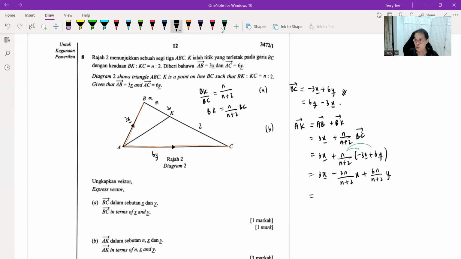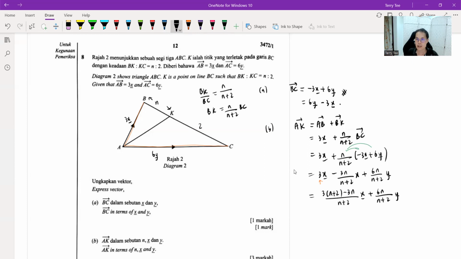Now I just have to group them together. These two, when you group together, notice that your coefficient of x, your 3 here, doesn't have this denominator. So we need to multiply top and bottom by n plus 2. Maybe I write like this, 3(n plus 2), right? Then I put them together. This is minus 3n, divide by n plus 2. Take out the x. This is 6n over n plus 2 y.